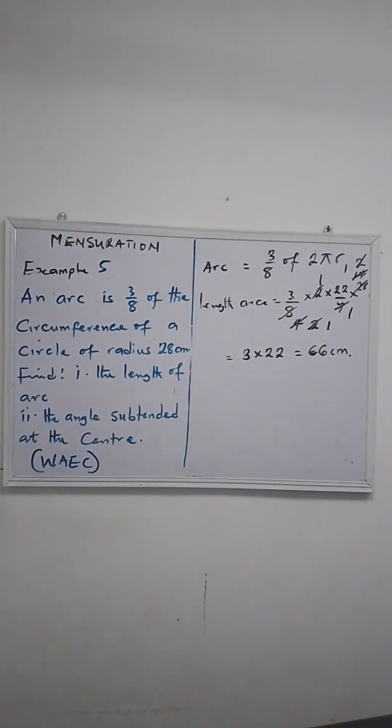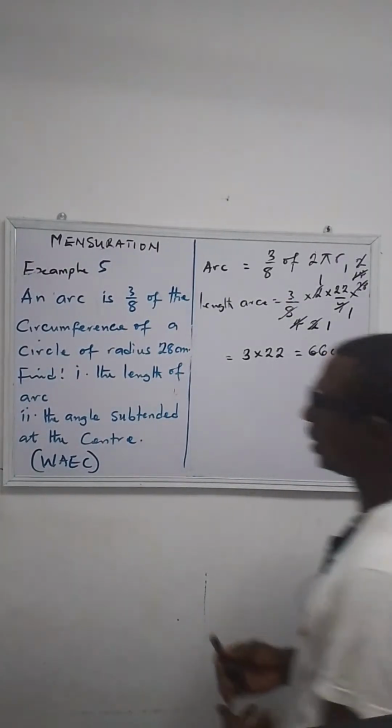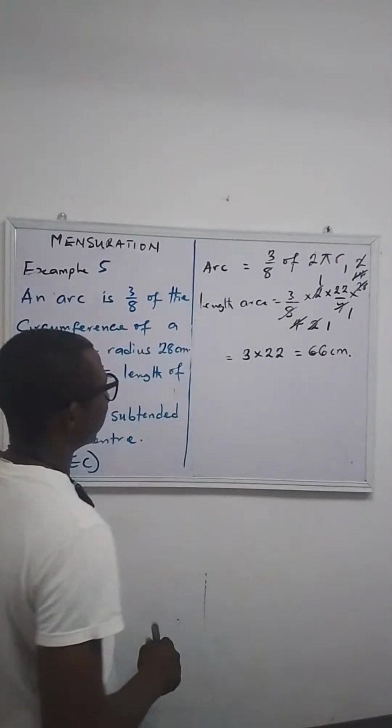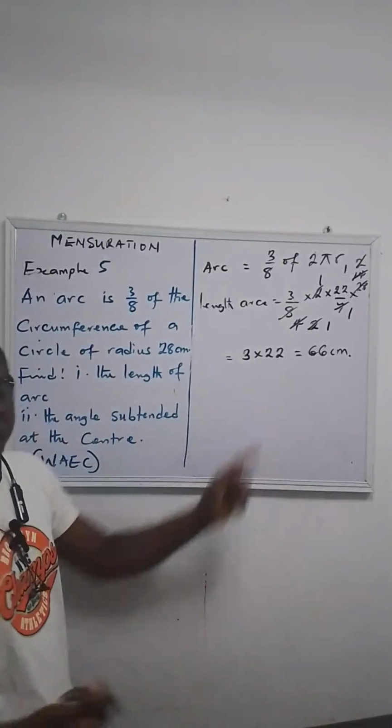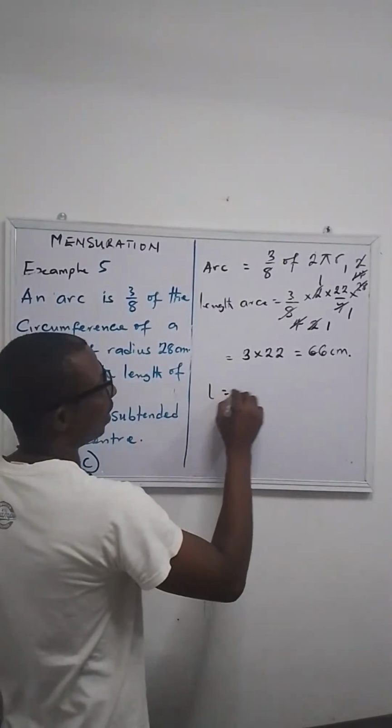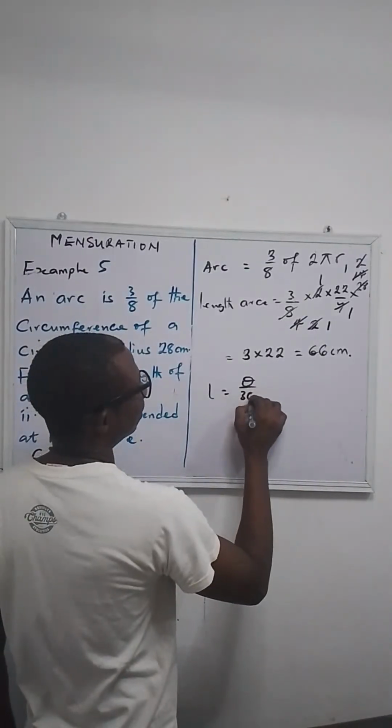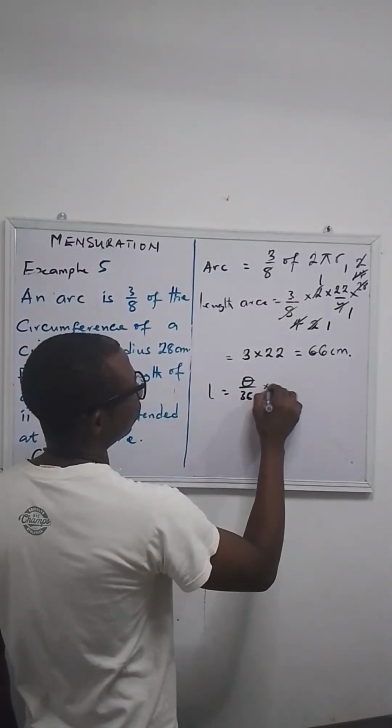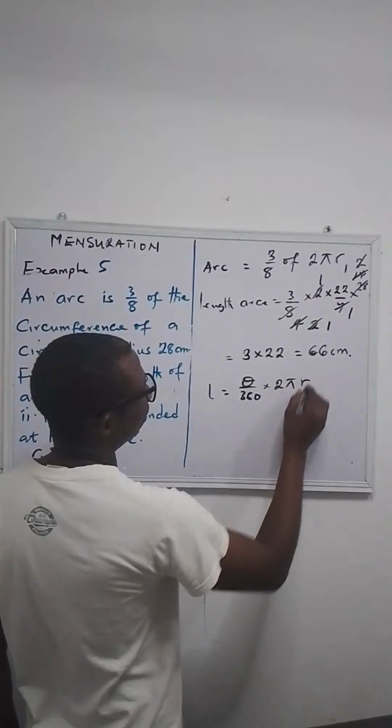Okay. So now, because of our time, let's solve the problem together. Now to get the angle. Since we already know the length of the arc, just write out the formula. Length of arc is theta over 360 times the circumference of the circle, that is 2 pi r.